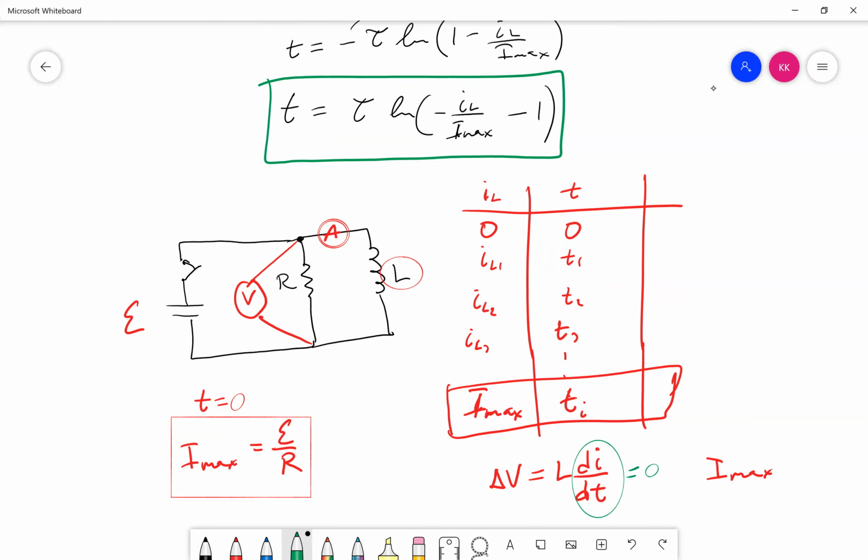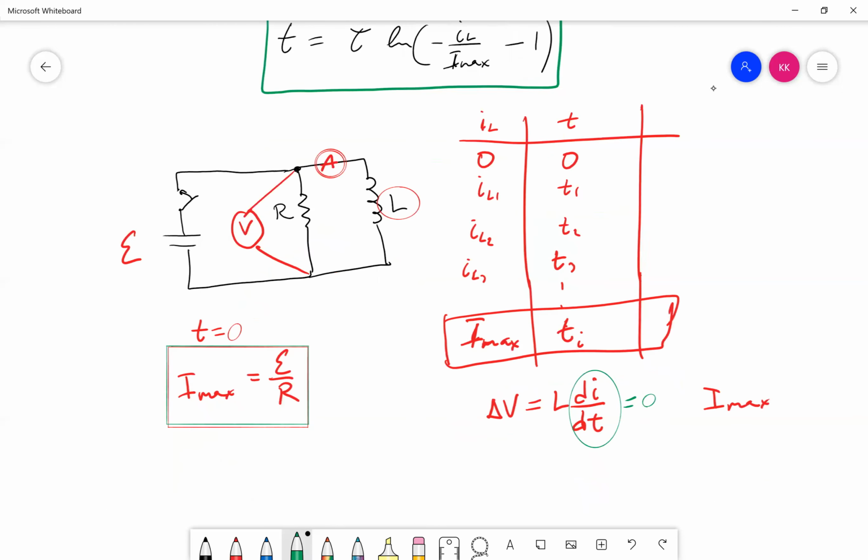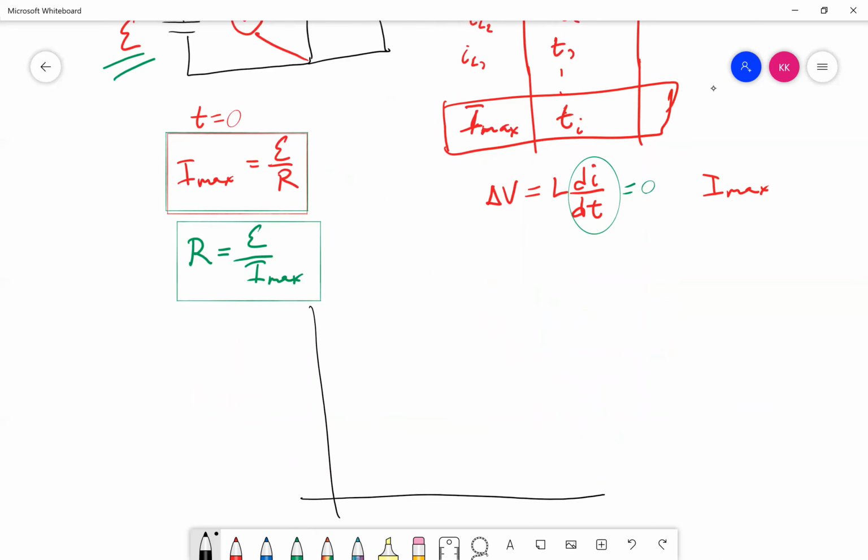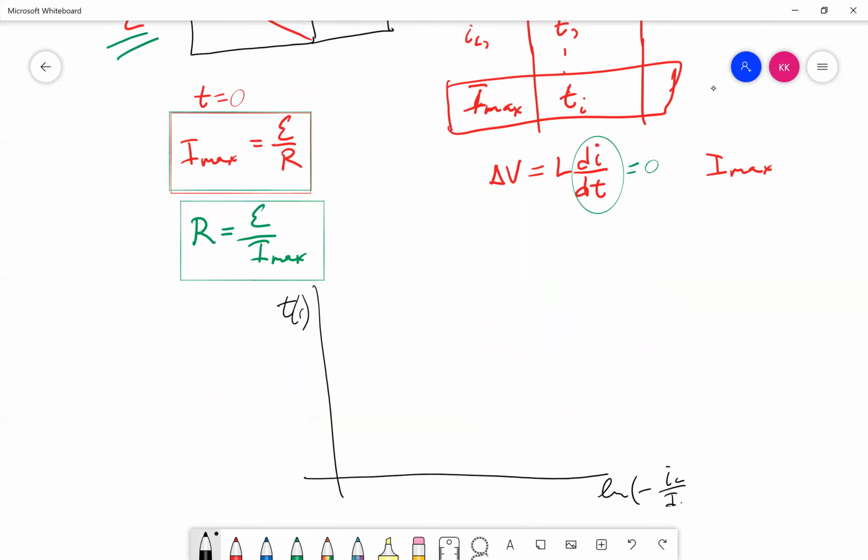And that means we can just ignore that, and we can say that when the current is maximum, we can use that to rearrange and find the resistance in the circuit, which will be EMF, which is the battery voltage, divided by the maximum current. That's how we can find the resistance. And then if I have a graph where I linearize it and, for example, plot t time in seconds versus ln of negative IL over I max minus 1, then that data will give me a straight line.